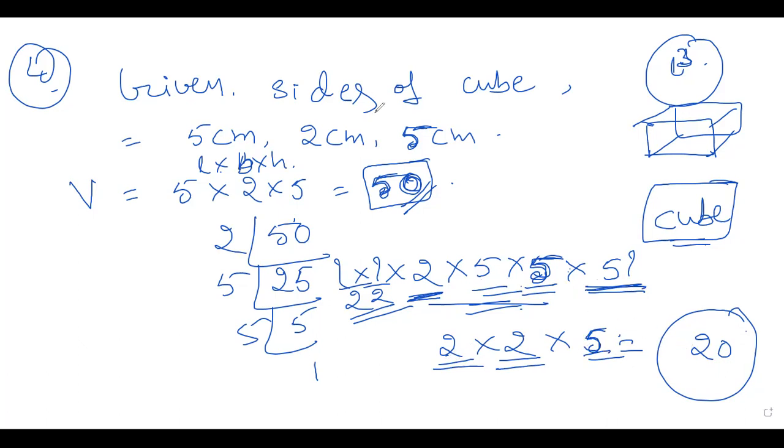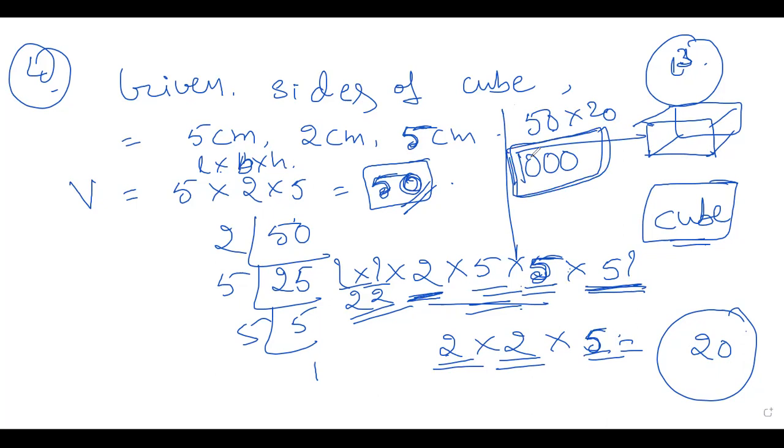We will multiply 50 by 20. You can verify the answer. 50 × 20, what is the answer? 20 × 5 is 100, so 1000. So we got the cube number, it is a perfect cube. So for 50, we should multiply by 20 to get a perfect cube. So with 20 cuboids we can make a cube. Understood children? We'll go for the next one.